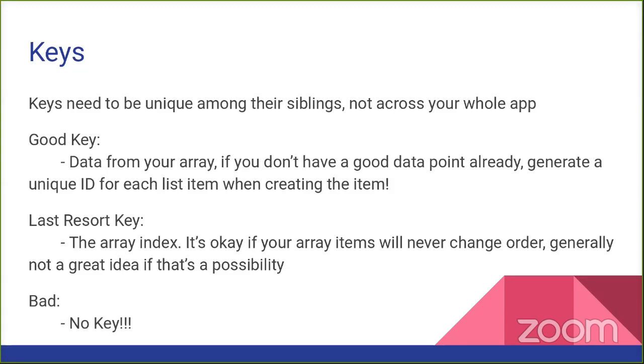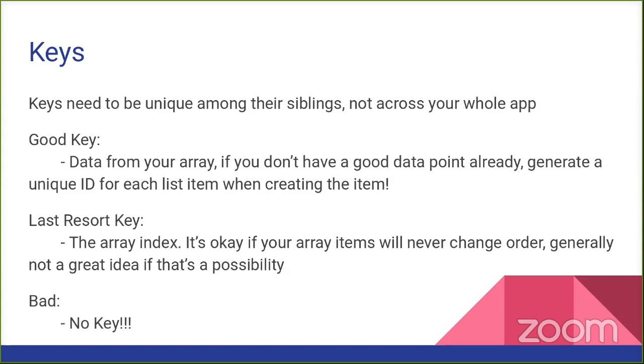A good key is going to use data from your array. For the list of scores, we might want to use target number instead of, well, that's not really great because that kind of matches the index. What's a better example? Okay, say you get a bunch of rows back from your database table. Each of those rows will have an ID in it. That's what you want to use for your key because it's unique to each item. Each row has its own unique ID.